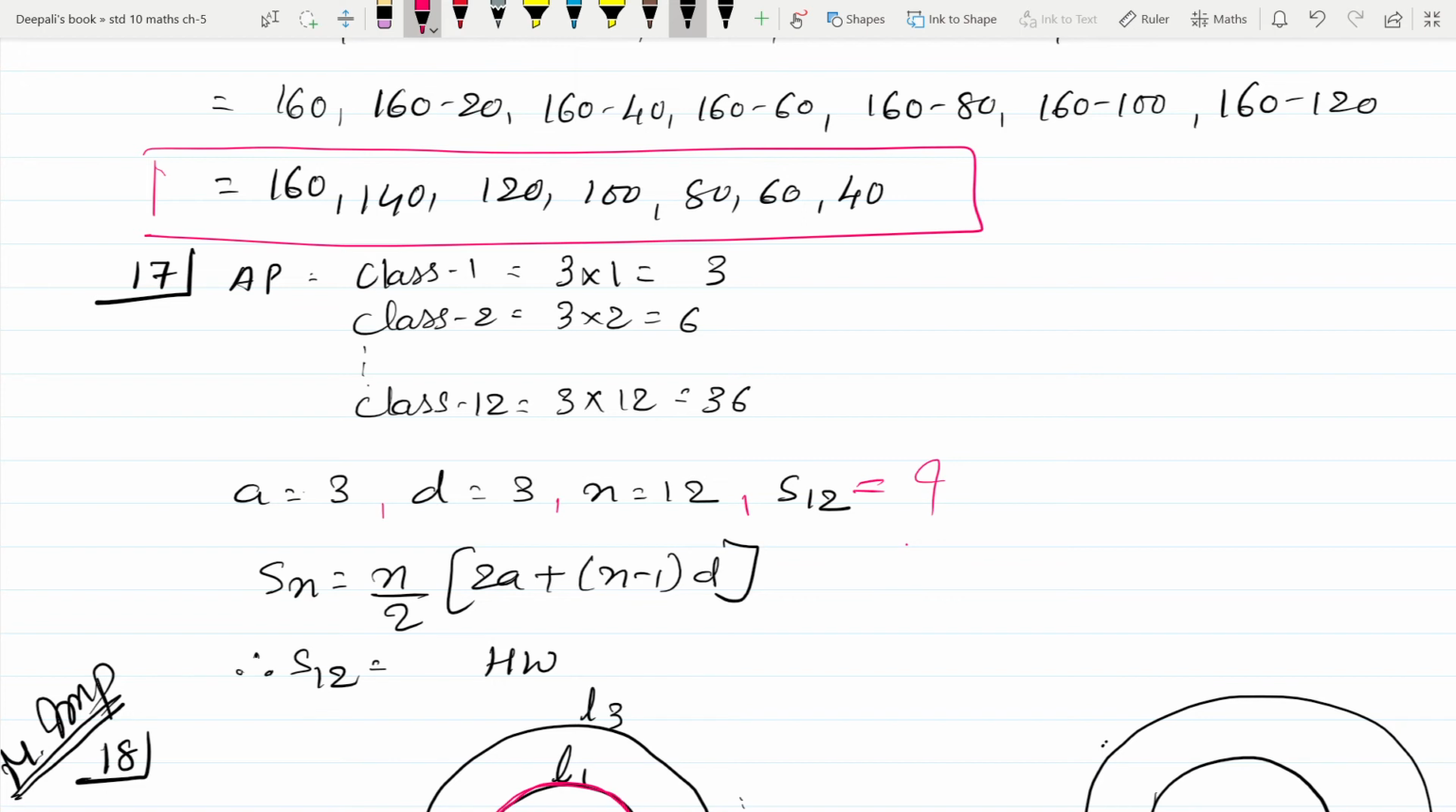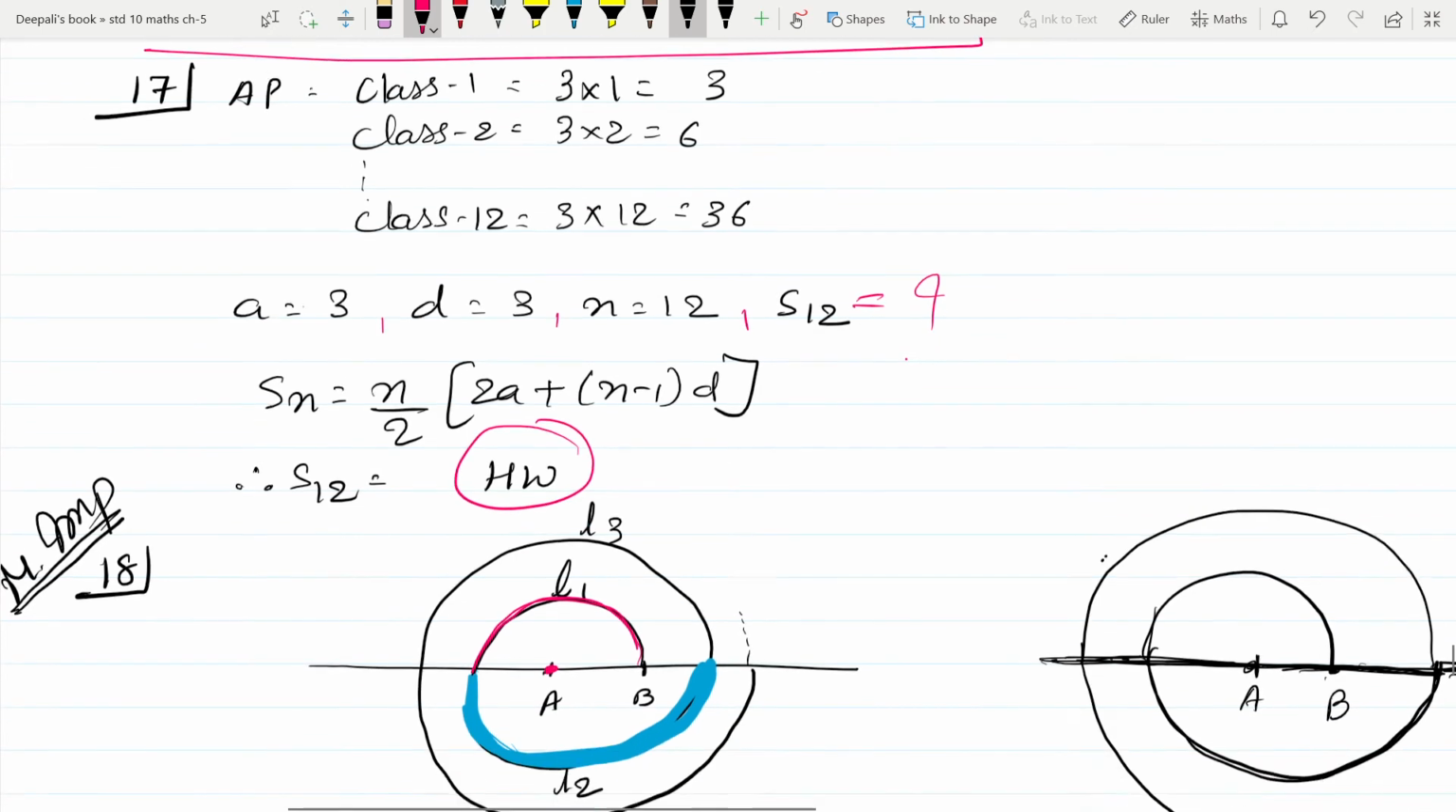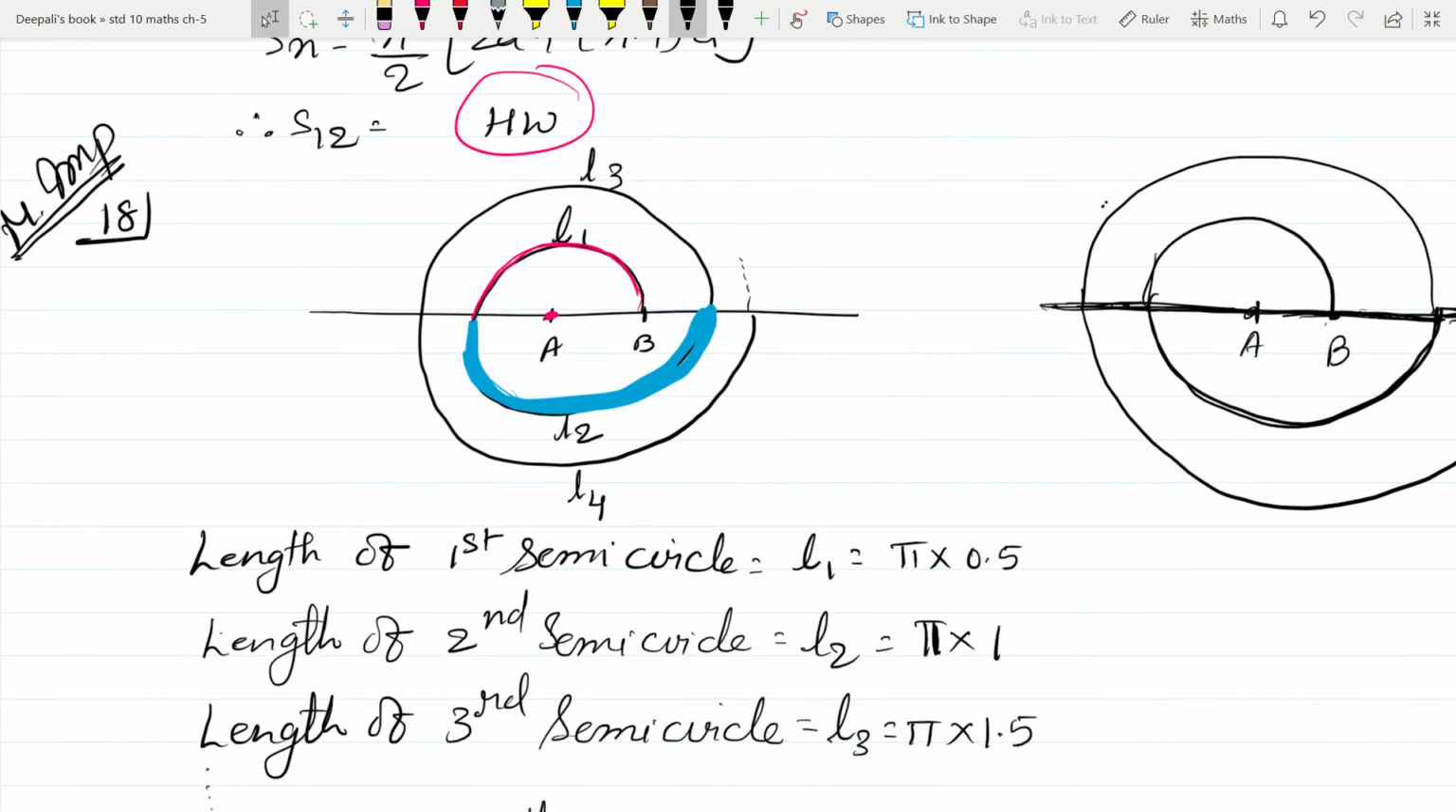So using this formula, Sn is equal to n upon 2 [2a plus (n minus 1)d], you get S12, which you will solve as homework. Let us go to the 18th sum, which is very important.